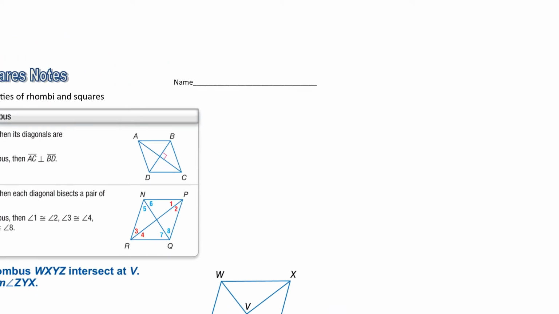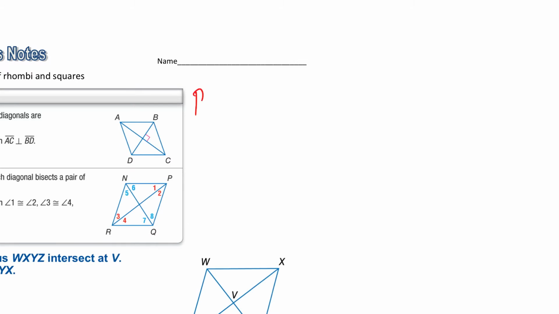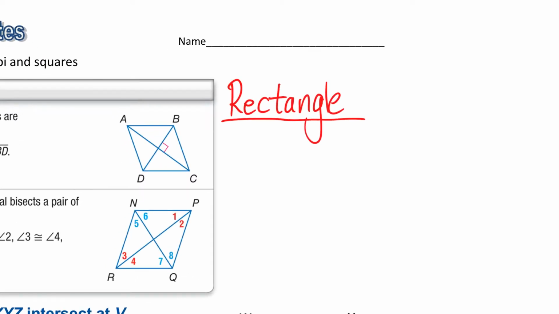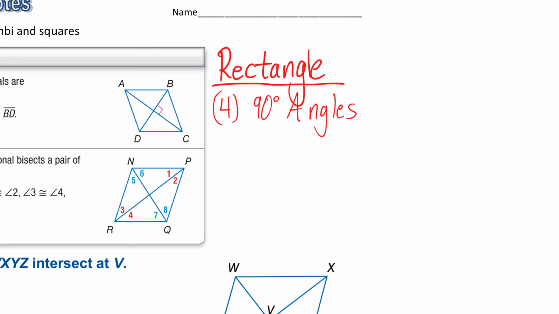So before we get into those properties, let's talk about a couple things real quick. So going back to yesterday, for a rectangle. Now a rectangle is a parallelogram, so all that's true. But what makes a rectangle a rectangle? The angles. Okay, what about the angles? They're equal. Good, they're all 90 degrees. They're all made right. 4 90-degree angles. Okay, so that's what we talked about yesterday.